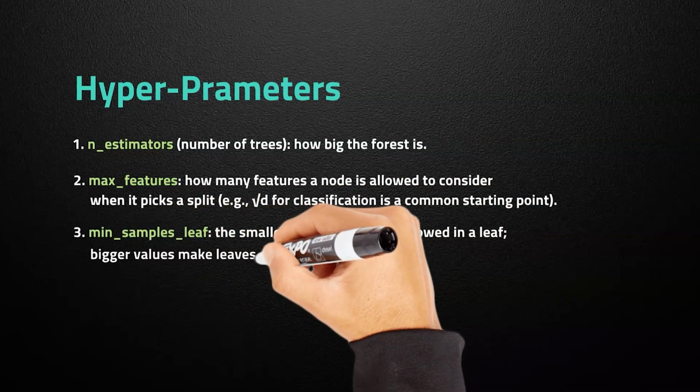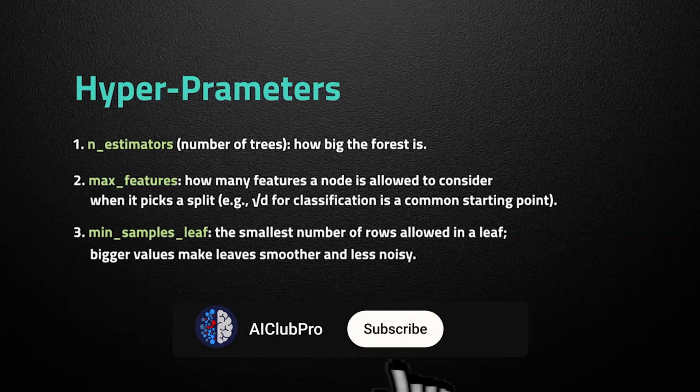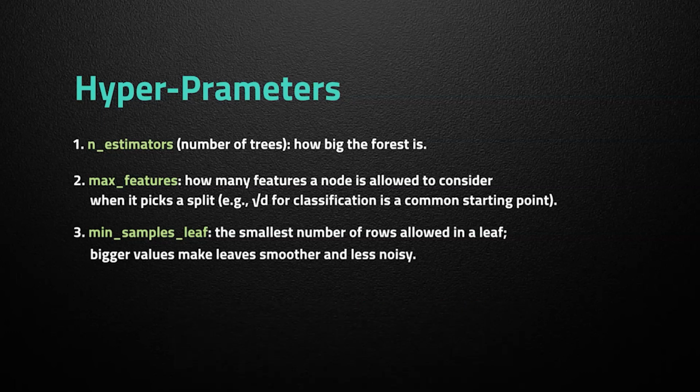To explain the hyperparameters we are using, we use the names given in the Python package scikit-learn. But the idea is universal. Other libraries might use slightly different names. n_estimators, which is the number of trees, tells you how big the forest is. max_features tells you how many features a node is allowed to consider when it picks a split.